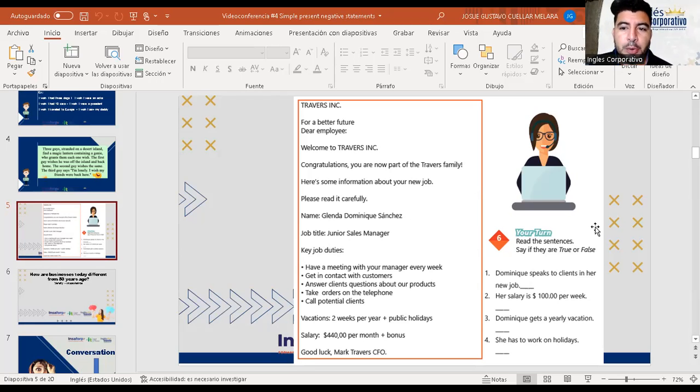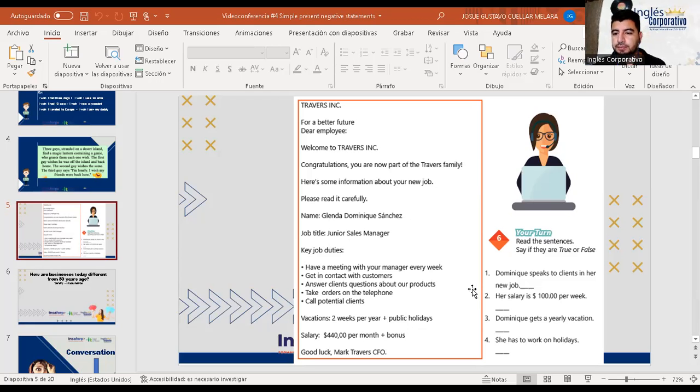For a better future, dear employee, welcome to Travers Inc. Congratulations. You are now part of the Travers family. Here's some information about your new job. Please read it carefully. Name, Glenda Dominique Sanchez. Job title, Junior Sales Manager. Key job duties. Have a meeting with your manager every week. Get in contact with customers. Answer clients' questions about our product. Take orders on the telephone. Call potential clients. Vacations, 2 weeks per year plus public holidays. Salary, $440 per month plus bonus. Good luck, Mark Travers, CFO.